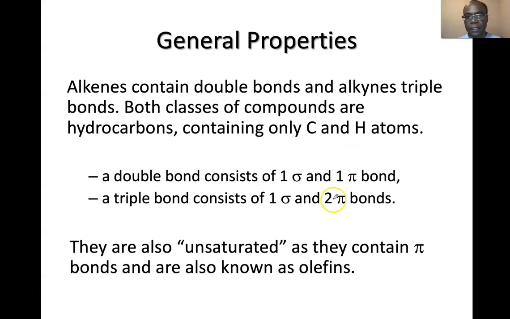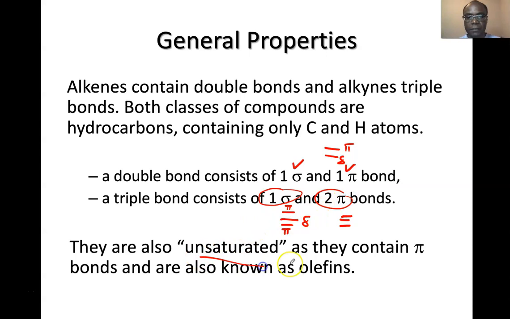So a double bond will have one sigma bond and one pi bond. One will be pi, one will be sigma. A triple bond will have a sigma bond on top and the bottom, you'll have a pi and a pi. So a triple bond has a sigma bond and two pi's.